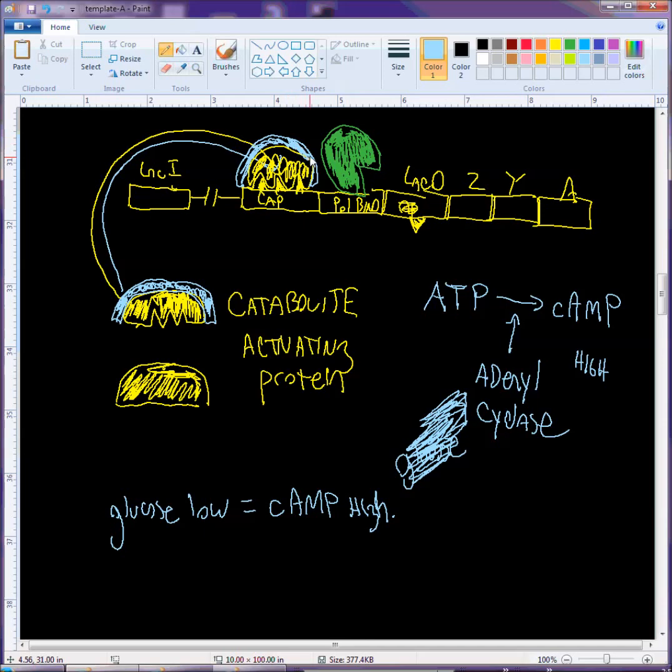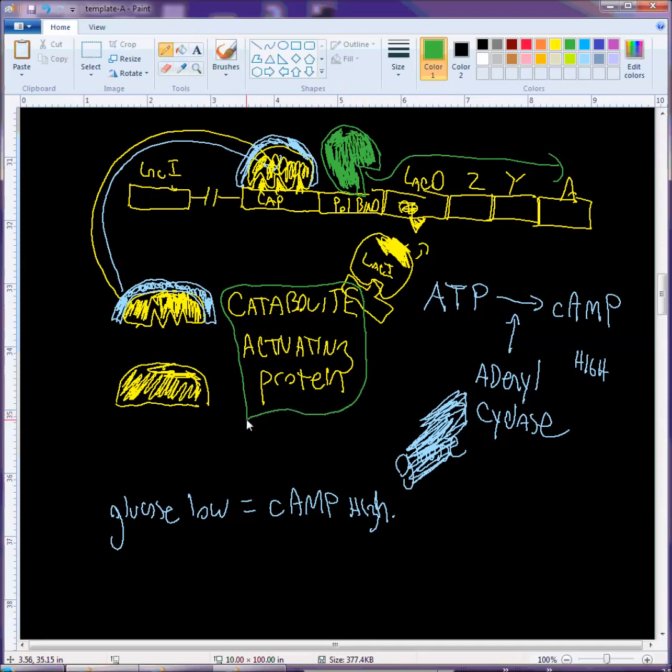Again, we'll assume lactose is high too, and as a result, lactose will be bound to the LacI repressor, and then we'll have the allosteric shift, so the LacI repressor will not be bound here either. So that is how the catabolite activating protein stimulates transcription of the lac operon when glucose levels are low and lactose levels are high.